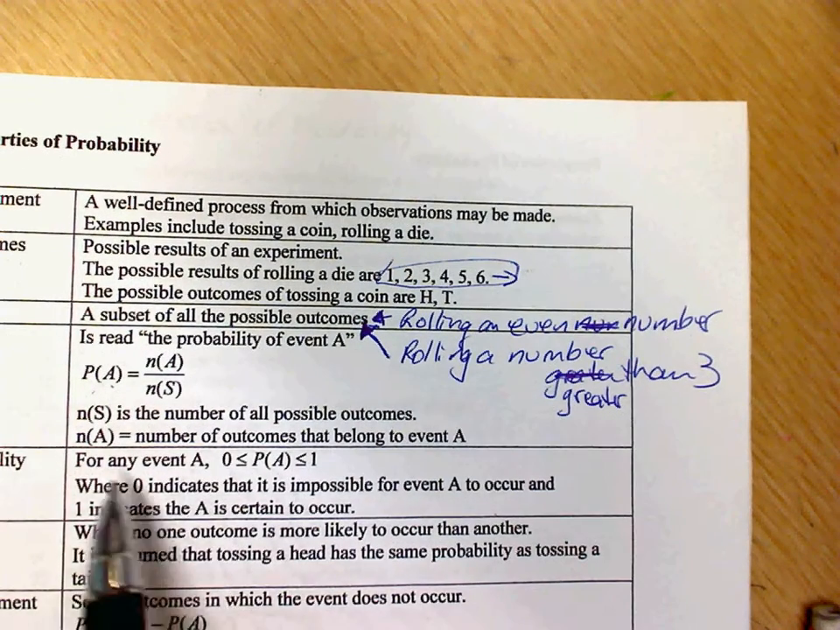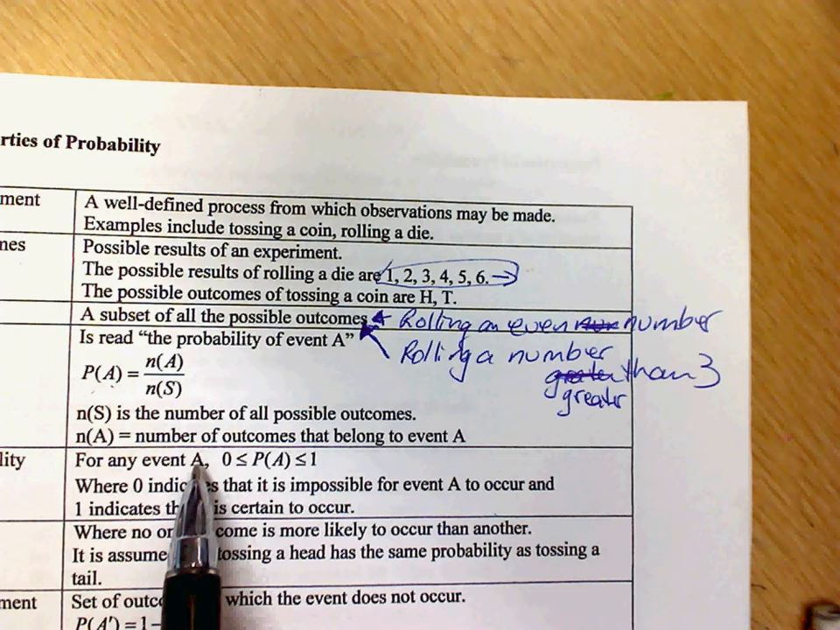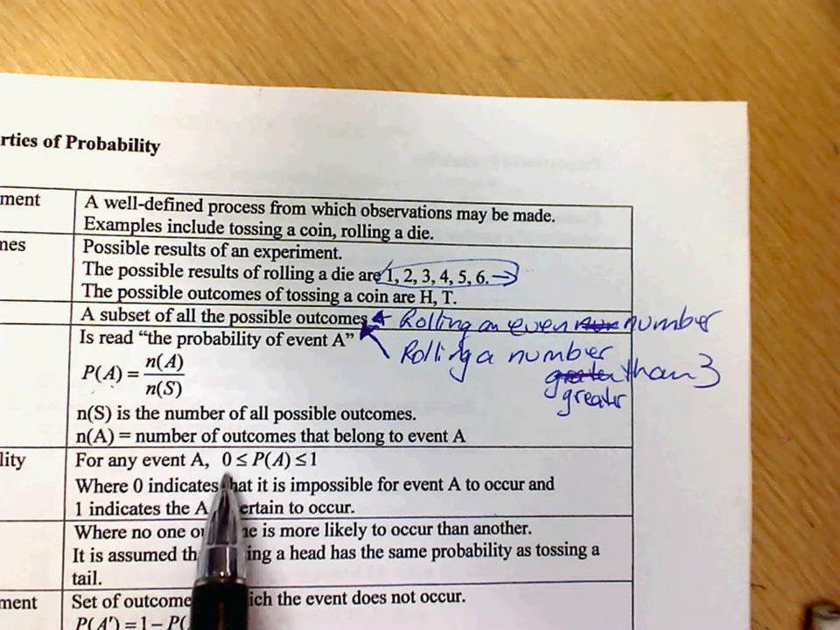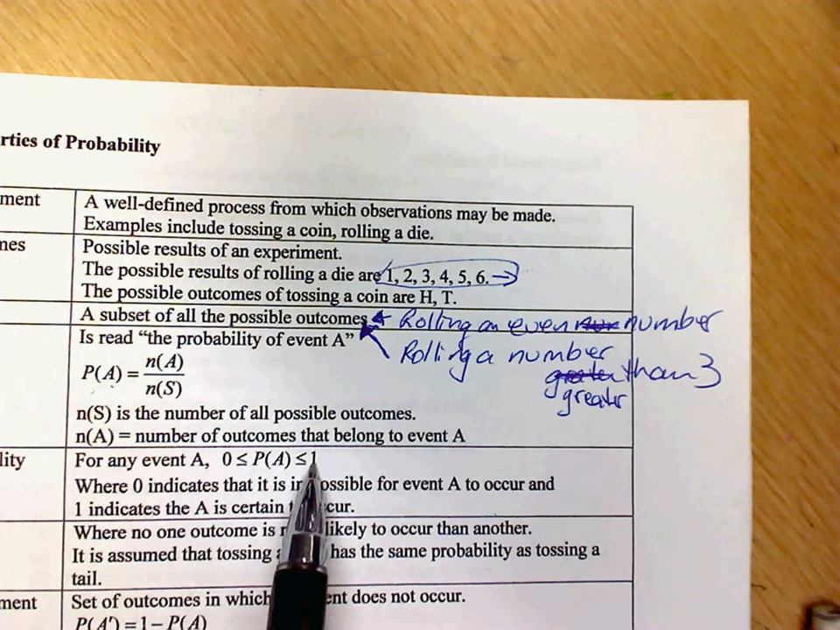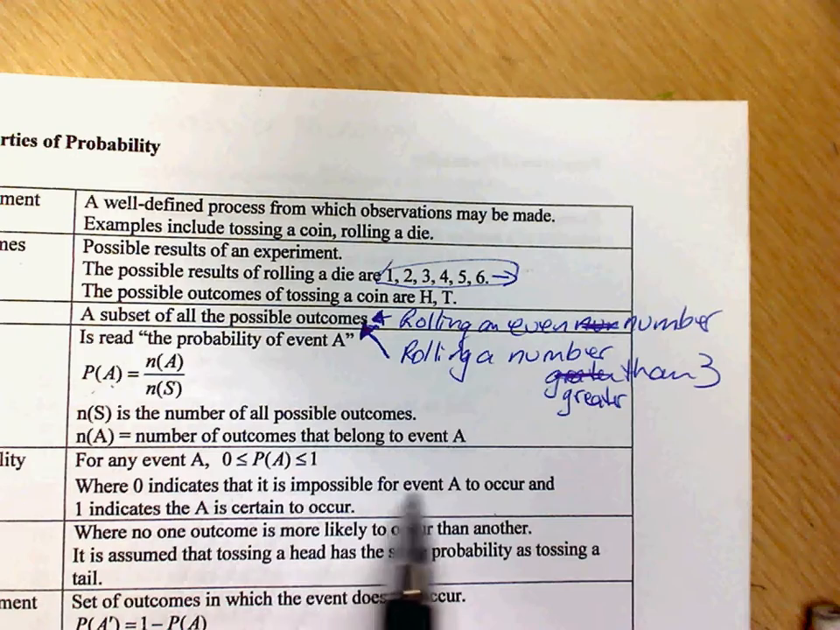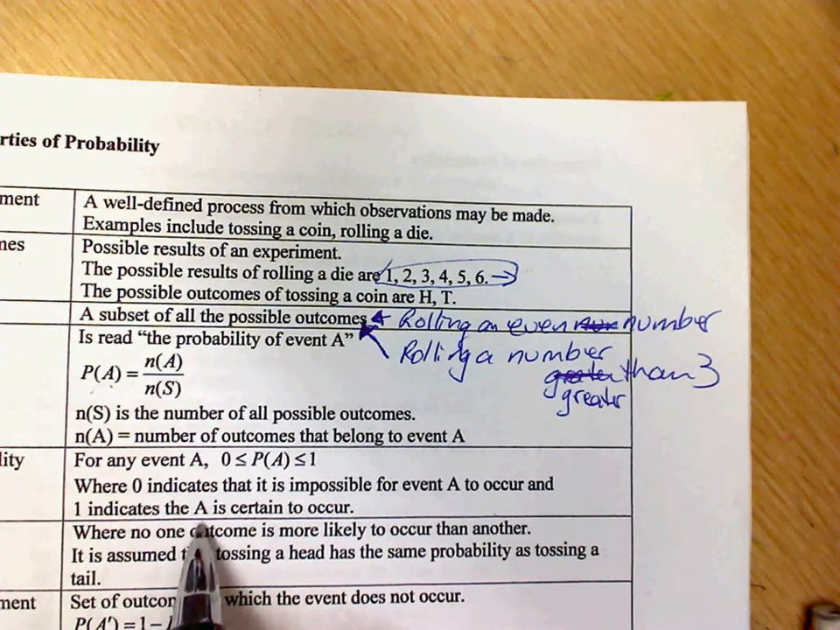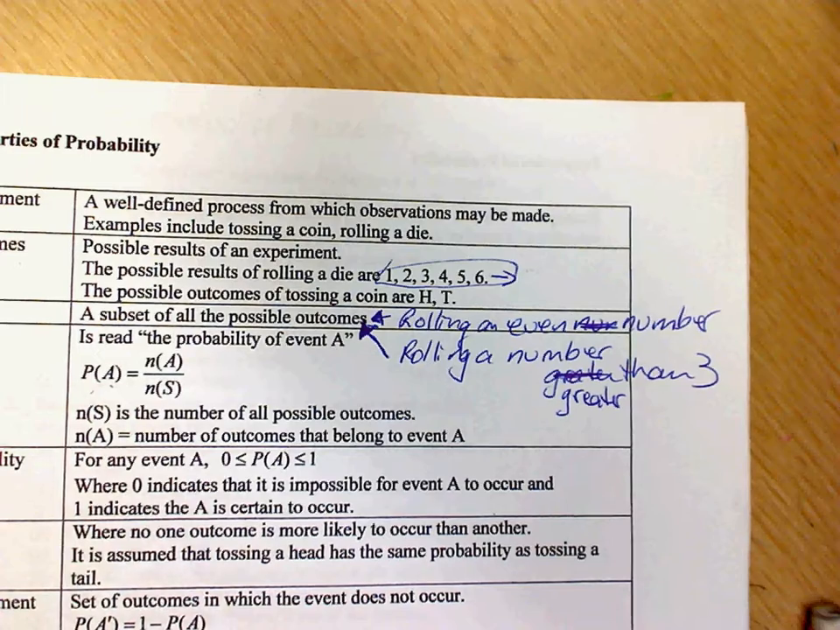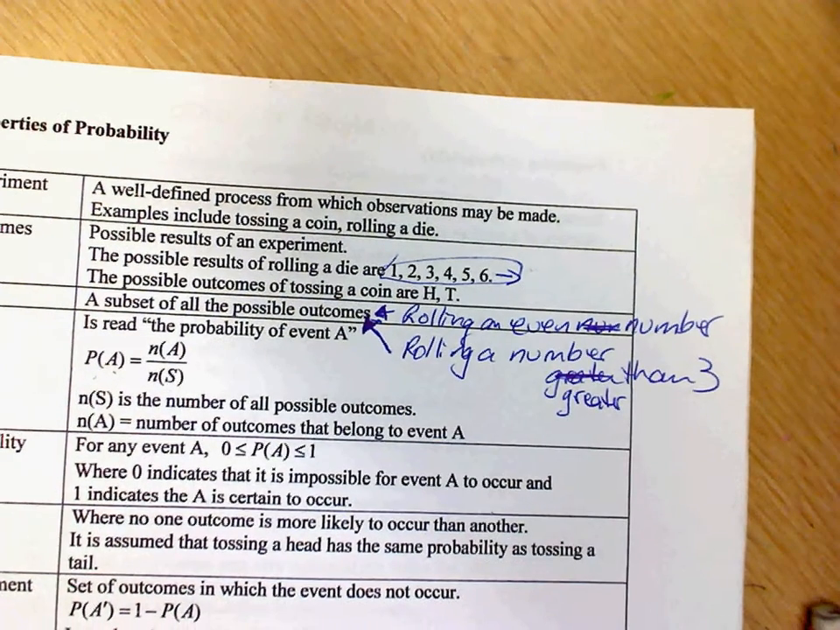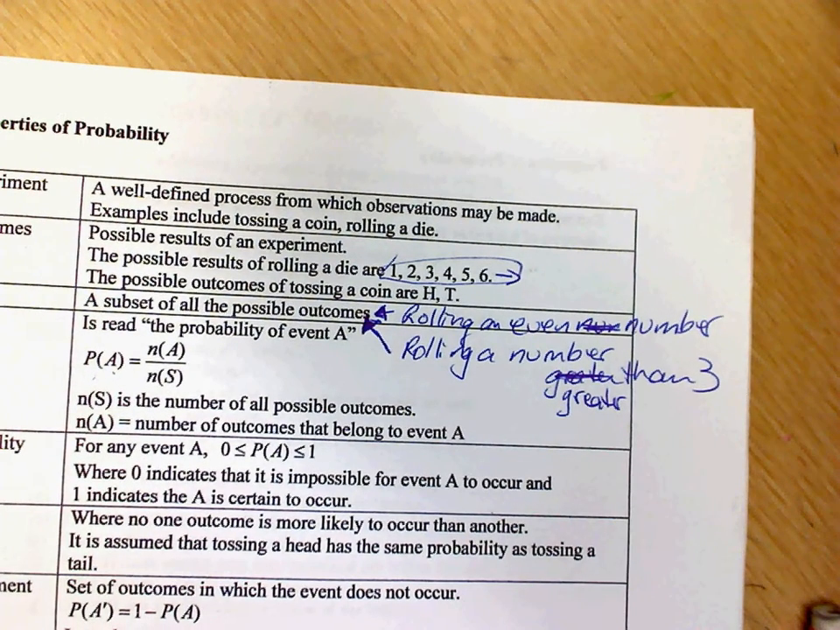Probability for any event, A, we can call it B or C, is always between 0 and 1. 0 indicates that it's impossible for the event A to occur, and 1 indicates that A is certain to occur. What is the probability we had snow today? Well, it's 1 because we had snow, right? Probability we'll have more snow? Well, it's probably quite high. It's probably pretty close to 1 that we'll have more snow.